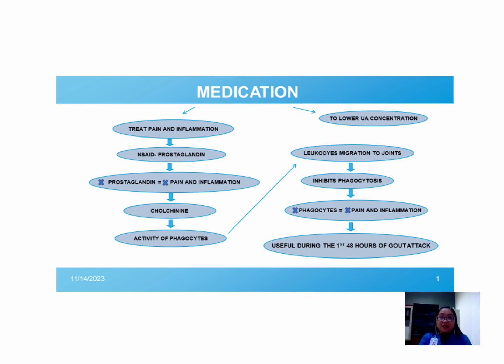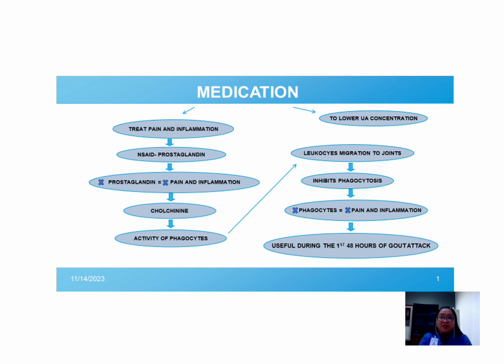The next medication in line is colchicine. So what does it do in the body? Once ingested by our patients, it inhibits the activity of the phagocytes. As well, it inhibits leukocyte migration to the joints, and it inhibits phagocytosis.